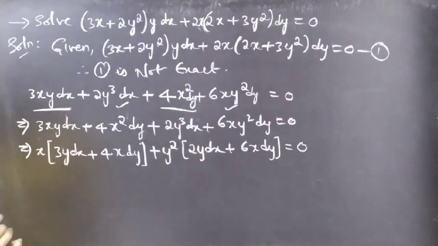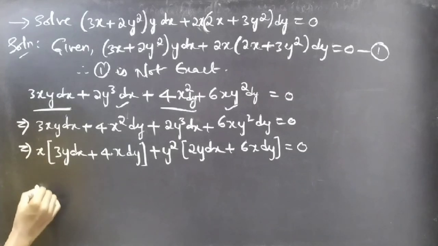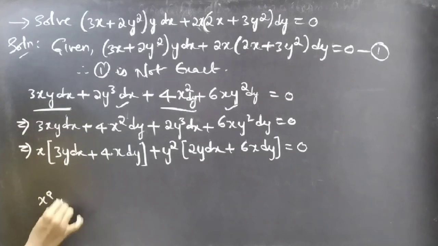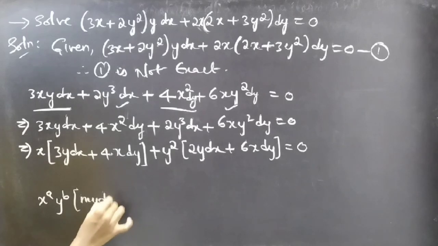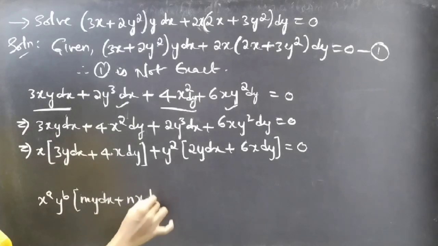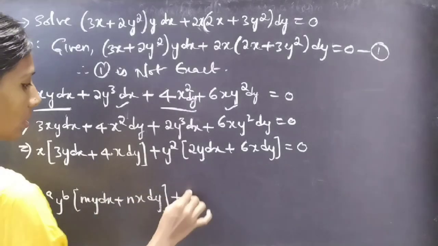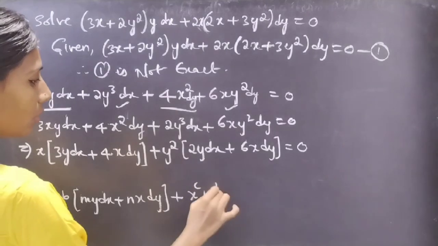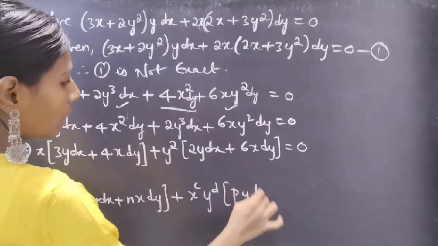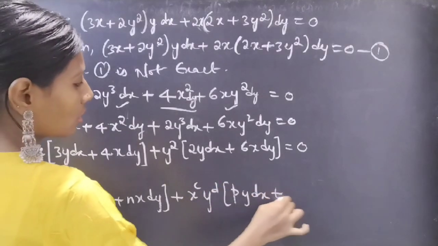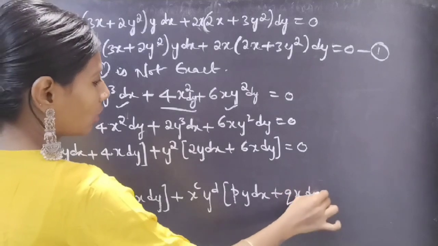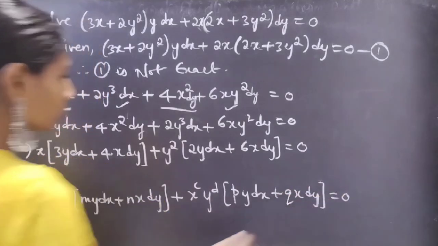So that we'll get, or we can write the given differential equation of some x power a y power b into (m y dx plus n x dy) plus x power c y power d into (p y dx plus q x dy) equal to 0 form.